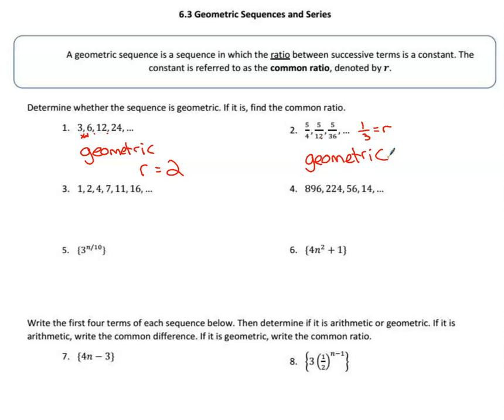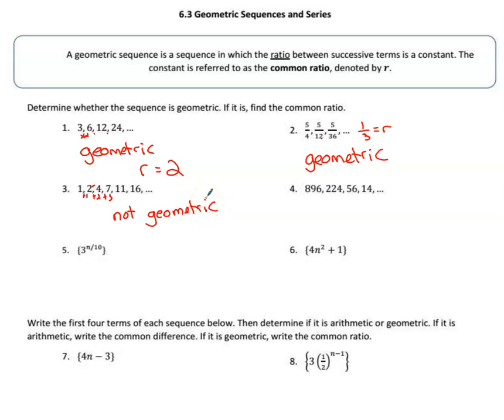On number 3, I look and we have 1 and 2 and then 4. Well, multiplying by 2 gets you to here, multiplying by 2 gets you to here, but 4 times 2 does not get you to 7. So let's see, is it arithmetic? We add 1, we add 2, we add 3. It's not even arithmetic. It is not geometric, and it's not arithmetic either. Not geometric.